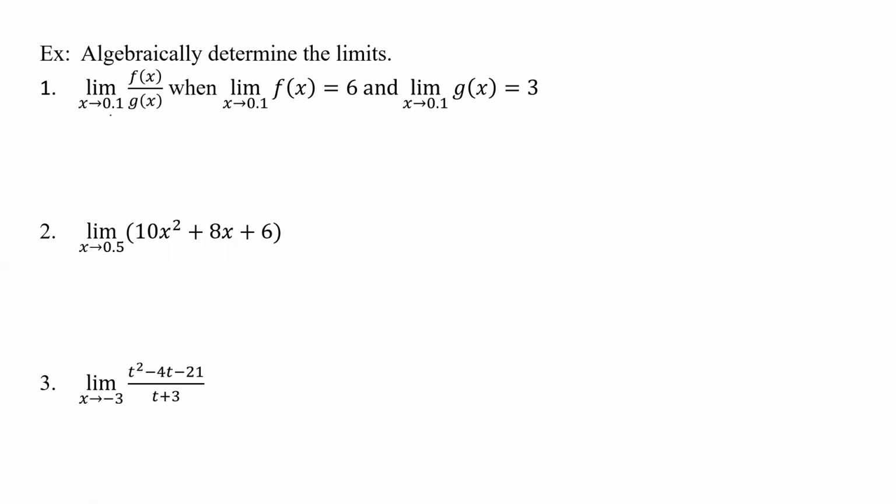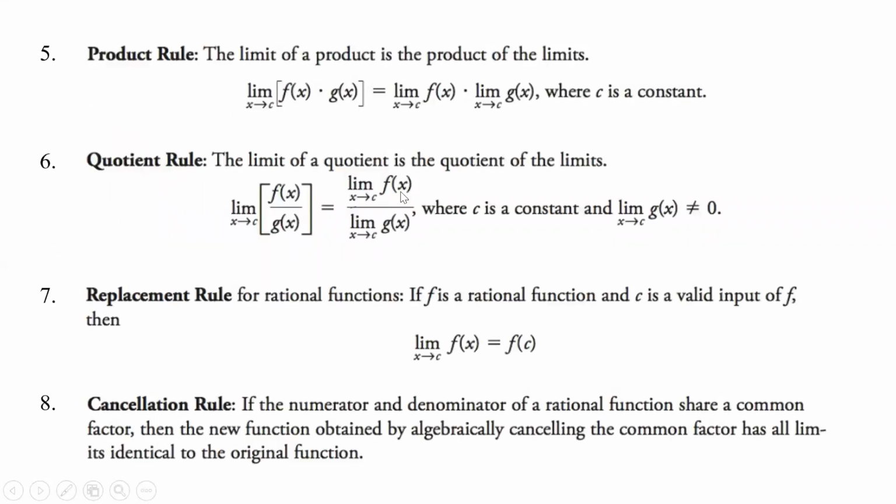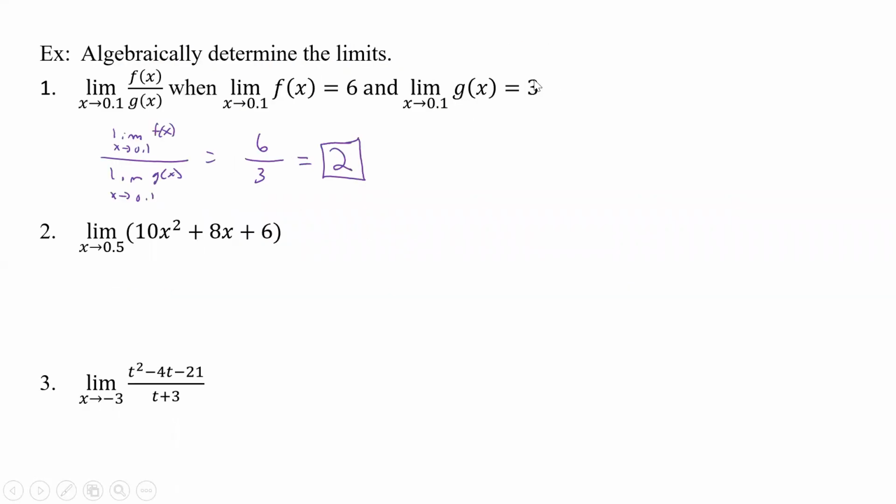So what we can do is say this is the limit of f of x as x approaches 1 divided by the limit of g of x as x approaches 1. The limit of f of x, they say, is 6. The limit of g of x, they say, is 3. 6 divided by 3 is 2. So we used the quotient rule, split it into one limit divided by the other limit, and plugged in the values they gave us, and we have it.